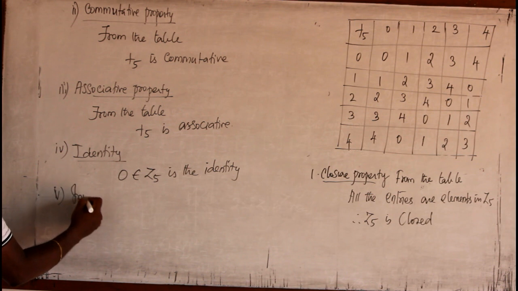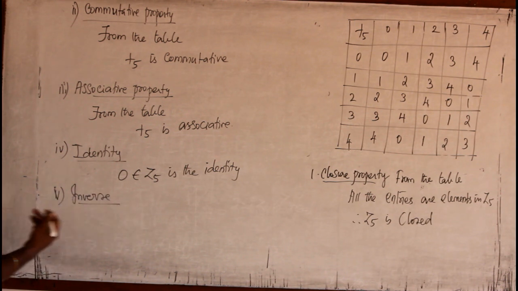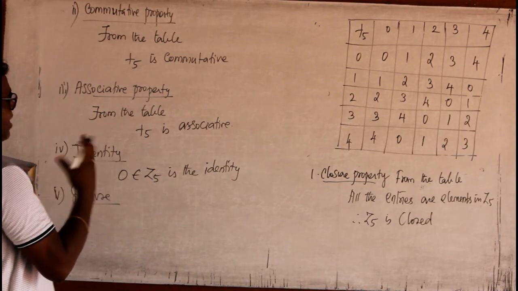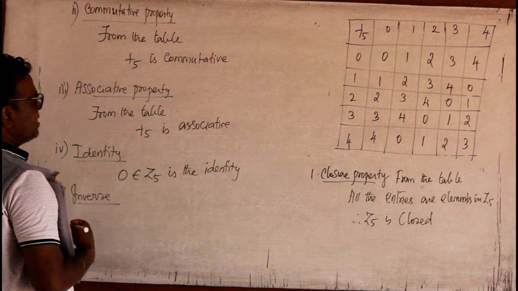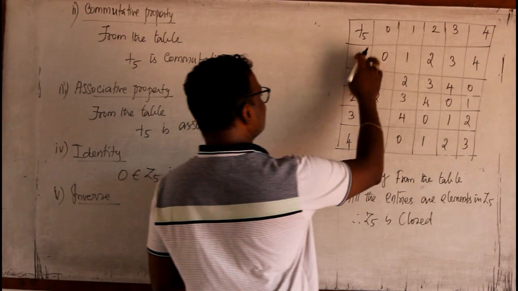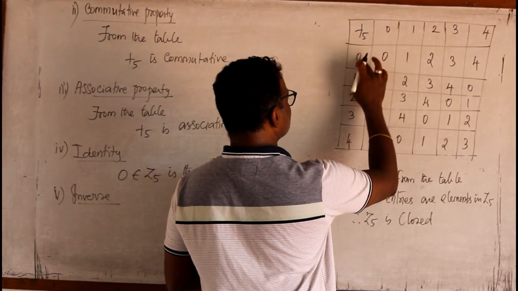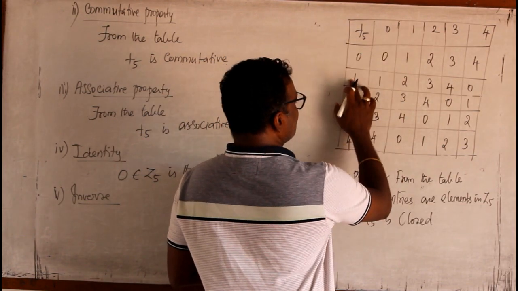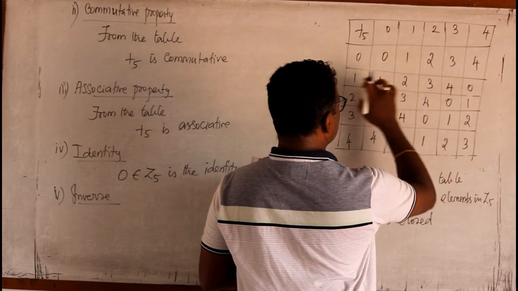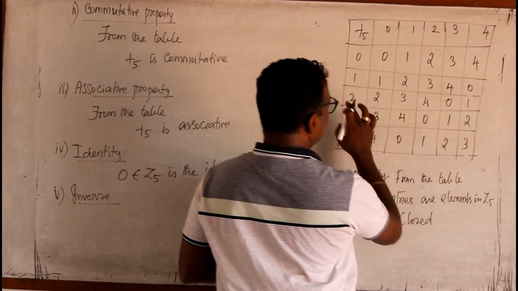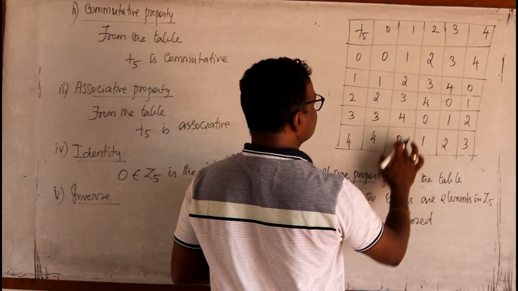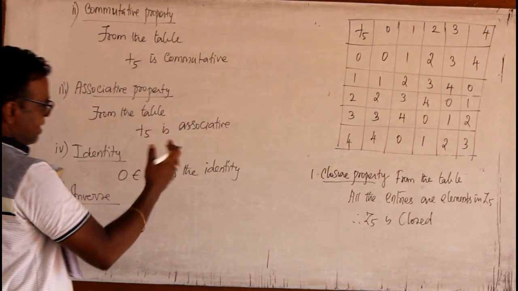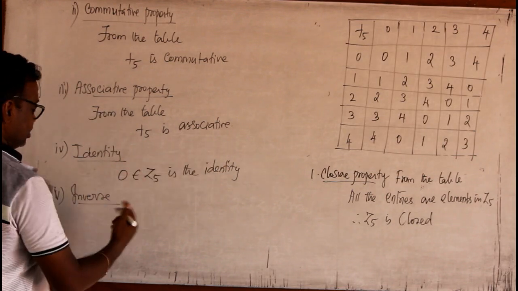Now, inverse element. Whenever I operate two elements and if I get the identity as the answer, then that is the inverse. So when 0 is added with 0, I am getting 0. So 0's inverse is 0. 1 plus 4 is 0. So 1's inverse is 4. 2's inverse is 3. 3's inverse is 2. And 4's inverse is 1. Because in all those additions, I am getting the result as 0.